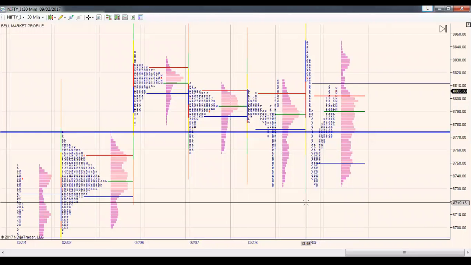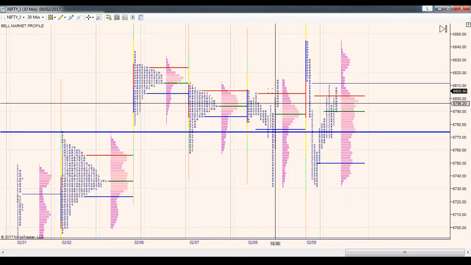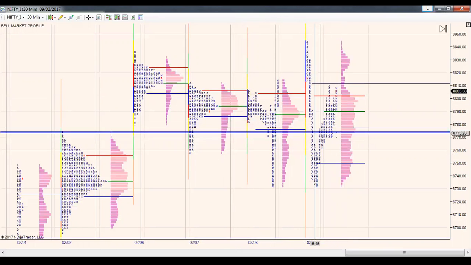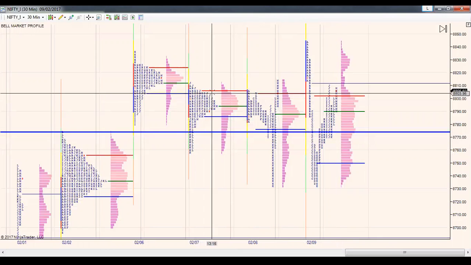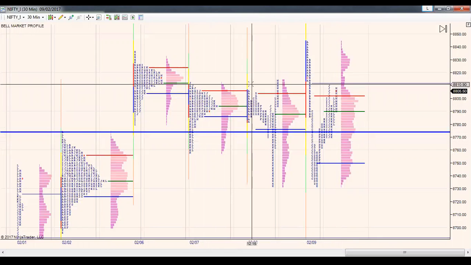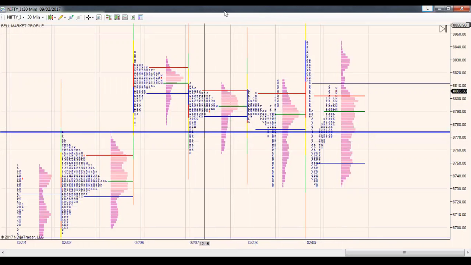So this is the market profile chart, and this was yesterday 8th, and this is today's development. So let's just look into yesterday's development first. Yesterday we opened inside value, and early part of the day we were just trading inside value of previous day.